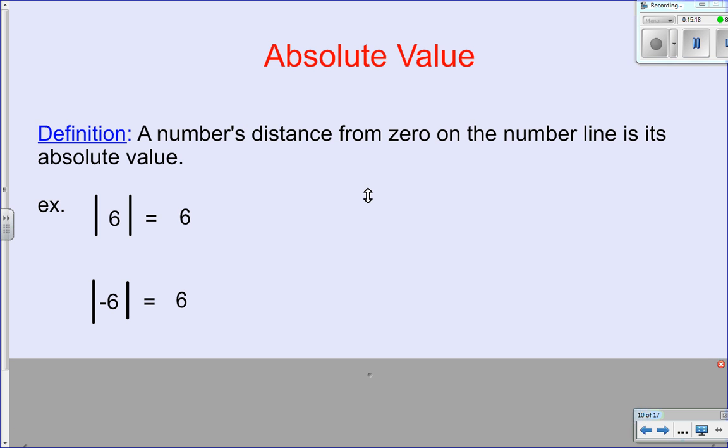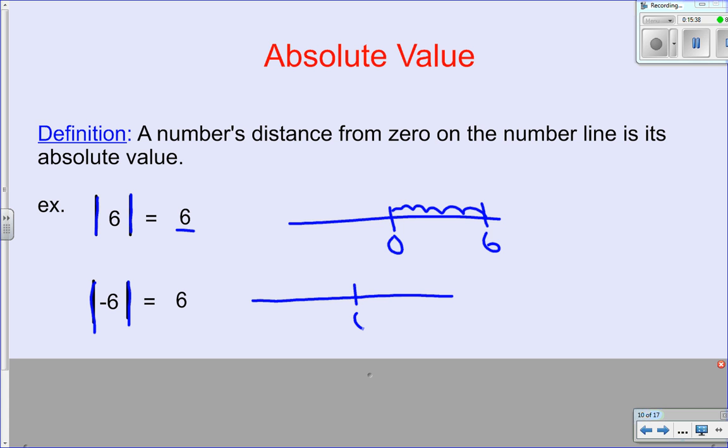So for example, I have these two numbers right here. First of all, absolute value is located within bars. You see these two bars around the number, the two straight lines, that indicates absolute value. So if I was on a positive 6 on a number line, that means it's just 6 spaces from 0. So my answer is 6. If I have a negative 6 in absolute value, I am still just 6 spaces away from 0. So my answer is again 6.